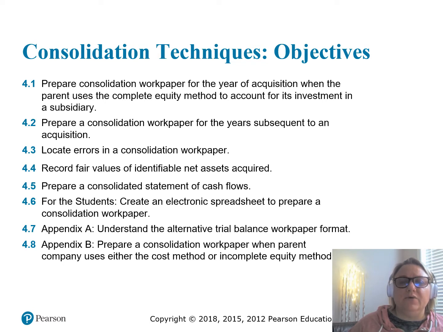First thing we're going to do is prepare a consolidation work paper when the parent uses the complete equity method to account for its investment in a sub. And remember, the equity method is when the parent owns a certain percentage of the subsidiary. Last chapter we were doing 80% or more. We're going to be looking at different amounts. We're going to prepare a consolidation work paper for the years subsequent to the acquisition. So we're going to start looking at subsequent years.